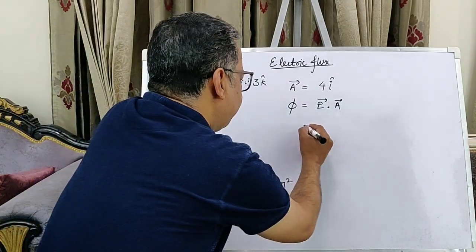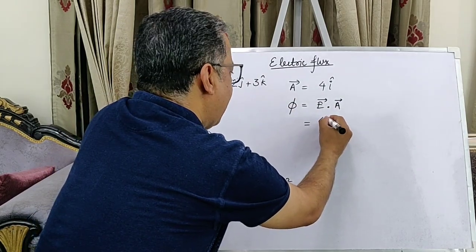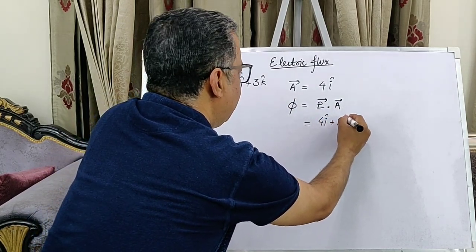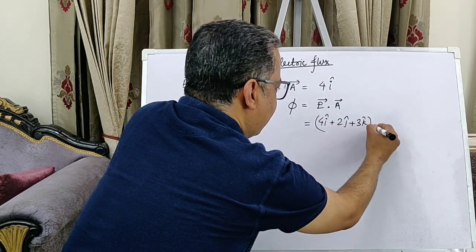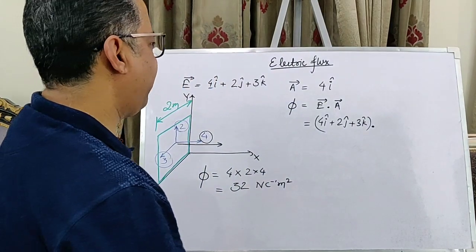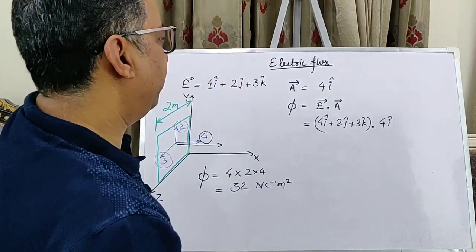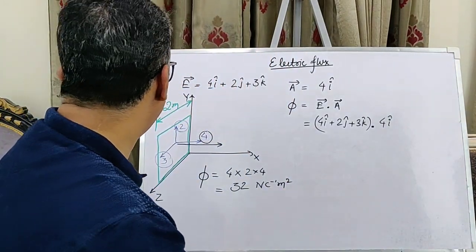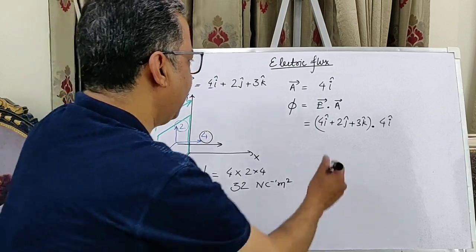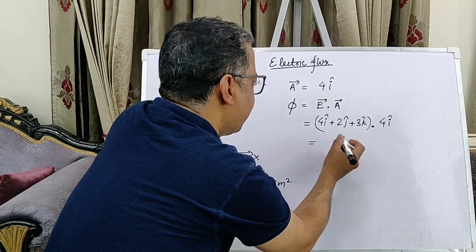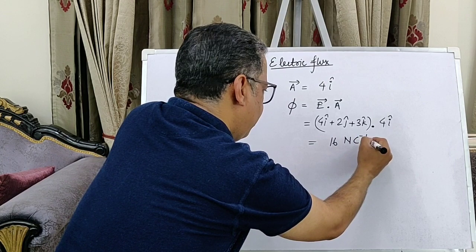So now this flux will be E dot A, where E is 4 I cap plus 2 j cap plus 3 k cap, and we're doing a dot product with the area vector, which is 4 I cap. Therefore the flux would be 16 Newton per Coulomb meter square.